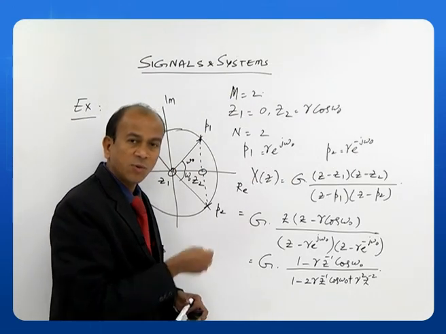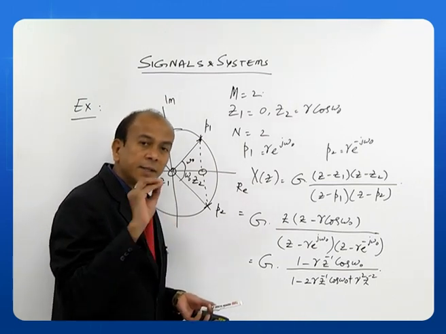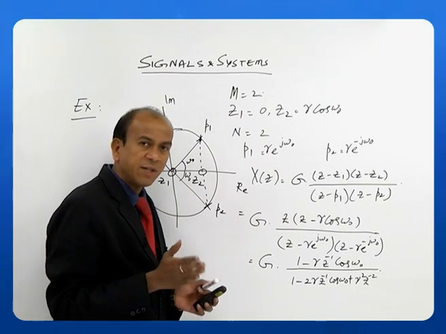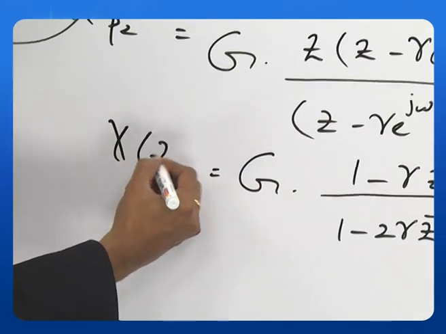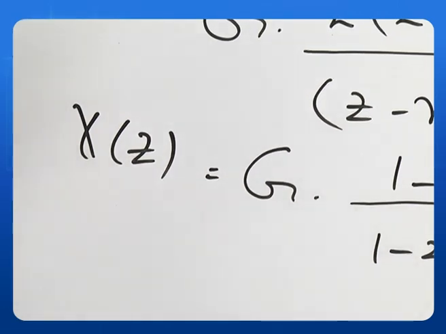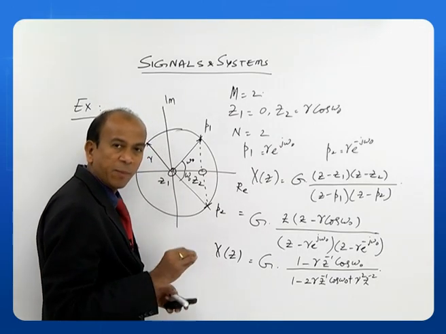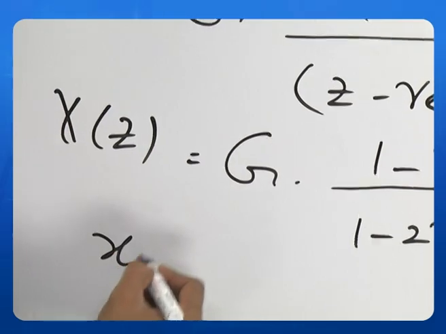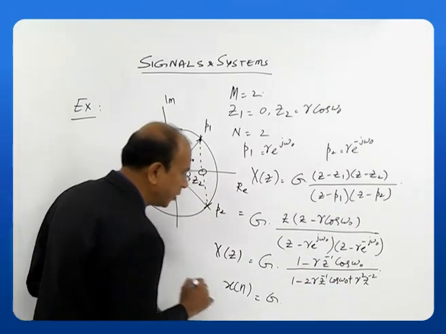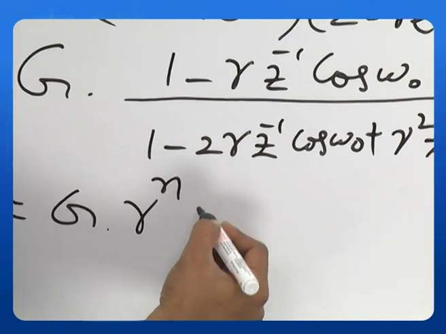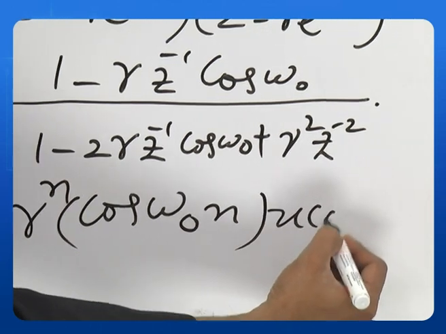We have just now seen different identities and their equivalent X of z's. From that, now we are getting X of z. This is my X of z, so go and look at the table. Then I can calculate my x of n from the table. I will get x of n equal to, g is again the same, g can be 1 or any value, r to the power of n cos omega naught n, u of n.